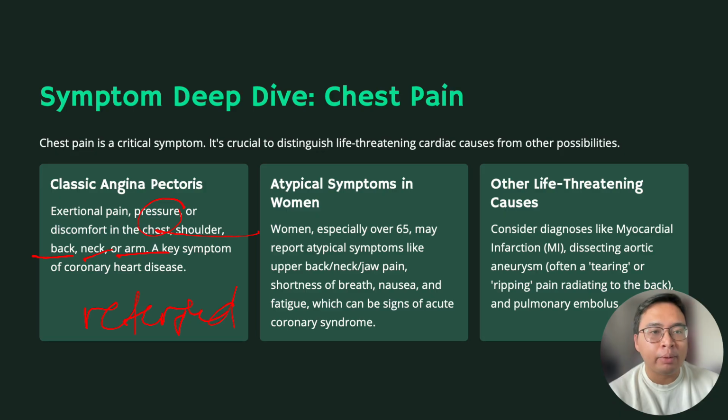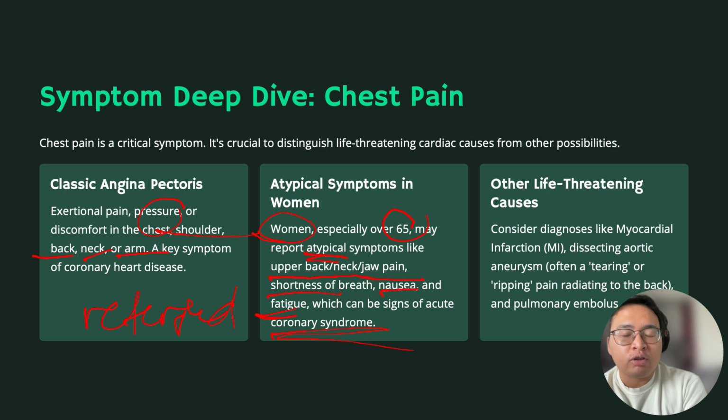However, take note that among women, especially those over 65, so elderly women, they may report atypical symptoms. So instead of the classic squeezing or heaviness, they could report upper back or neck, jaw pain, shortness of breath, nausea, and fatigue. This is already indicative of coronary syndrome. So we should not neglect the complaints of elderly women. And lastly, whenever we encounter a patient with chest pain, we should rule out life-threatening emergency conditions. So for example, myocardial infarction, dissecting aortic aneurysm, as well as pulmonary emboli.